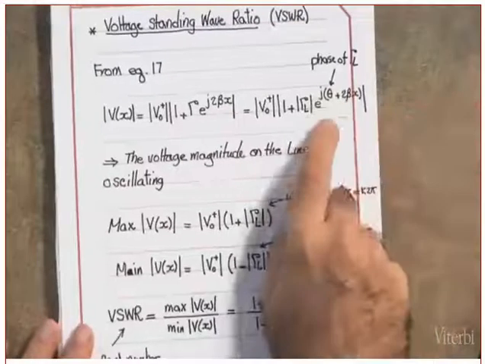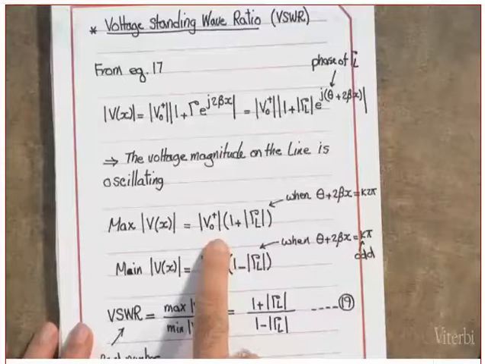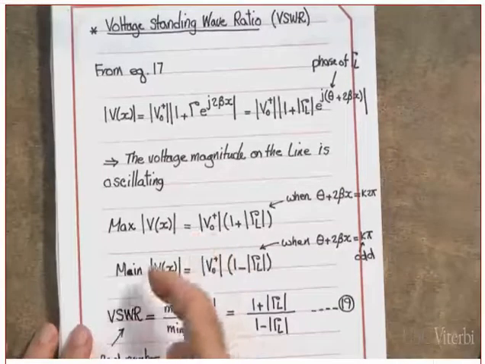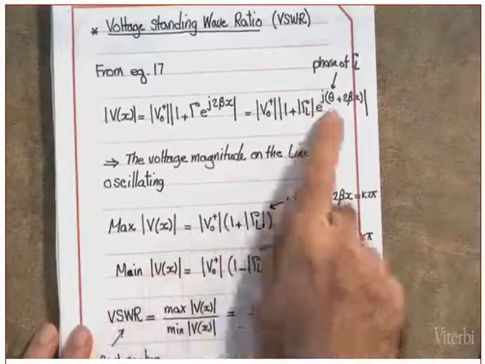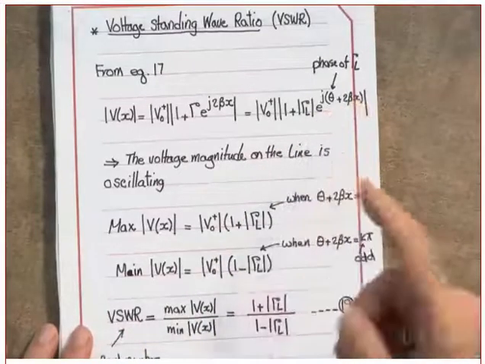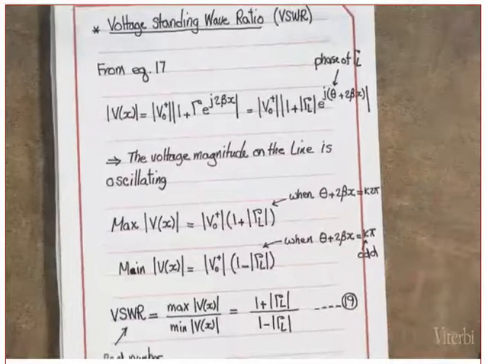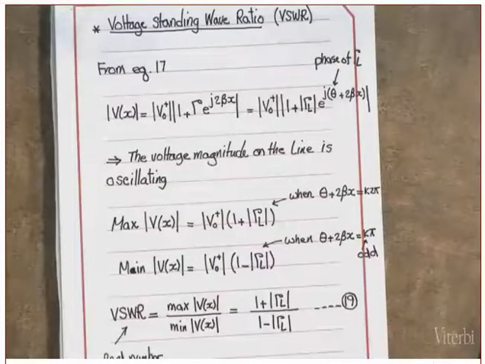Agree? What will its value be? 1, which means this one is like this. Clear? Okay. What is the minimum value? What is the minimum amplitude? The minimum amplitude is when this angle is equal to what? Odd multiples of pi. Did you get this or not? Odd multiples of pi. Clear?